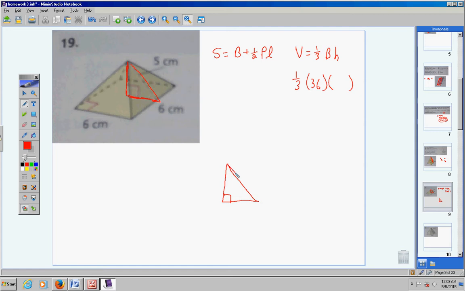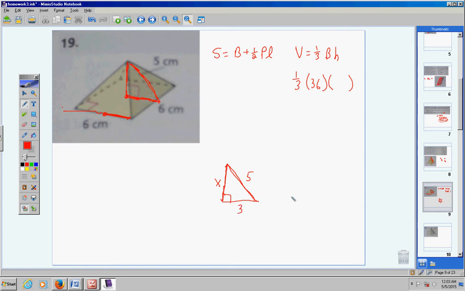Now, we know this length right here is 5. Okay? This length right here is 5. What we need to know is the height, which is this line right here. I'm going to call that x. But look what I do know. Think about it, guys. If this whole side right here is 6, which it is, and this point's right in the middle, which it is, then that point would be equal to this point here. This line here would be what? Half of 6 is 3. That means this line right here is also 3.